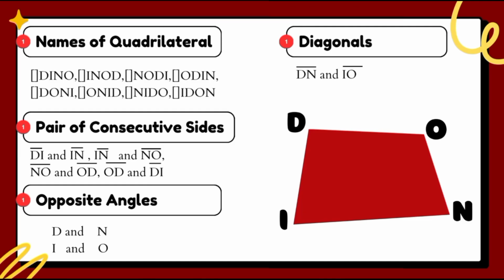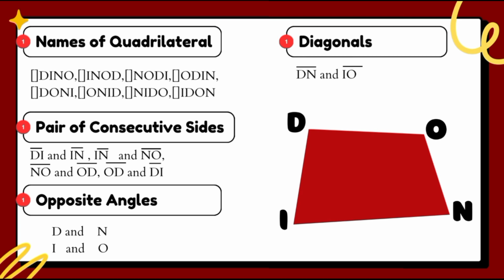So in here, we have an example of a polygon D, I, N, and O. So the first one is the names of quadrilateral. So pag magni-name tayo ng mga quadrilateral, is dapat magkasunod lang sila. So in here, we have the DINO, INOD, NODI, ODIN, at iba pa.